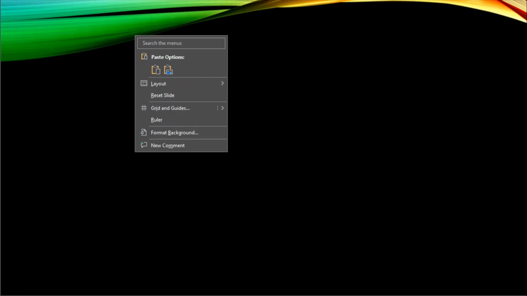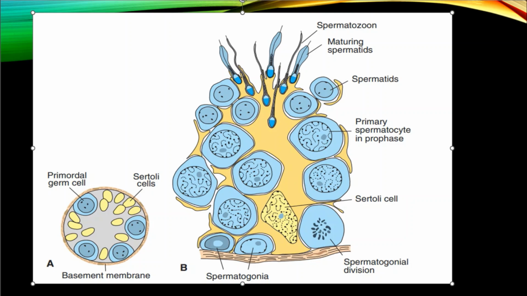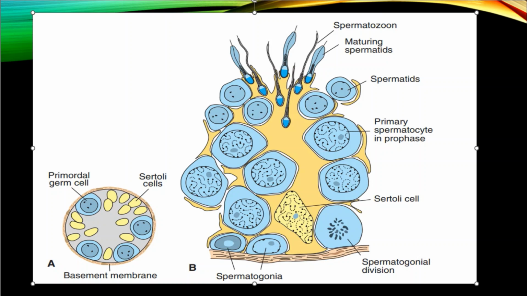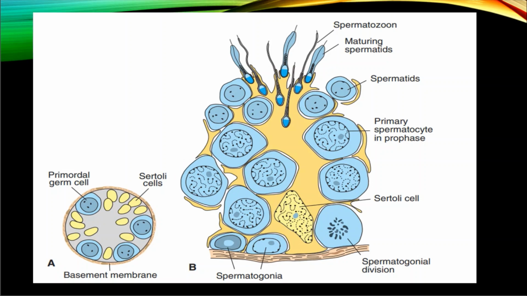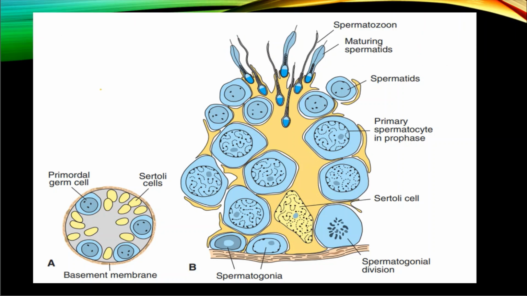Now let me show you how this spermatogenesis looks in the seminiferous tubules. Let me just try to enlarge this. These are the seminiferous tubules. This is a seminiferous tubule. This is how it looks. Let me change the color so that it differs. Here we have the spermatogonia.